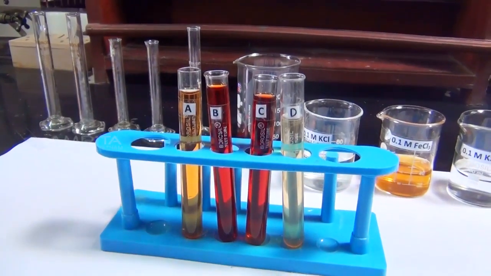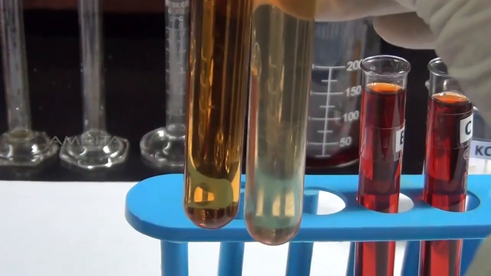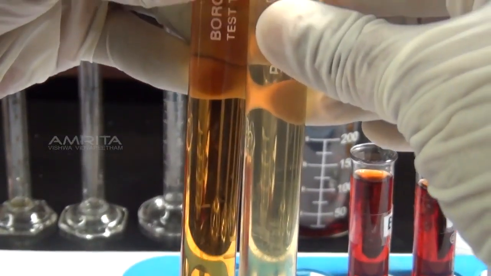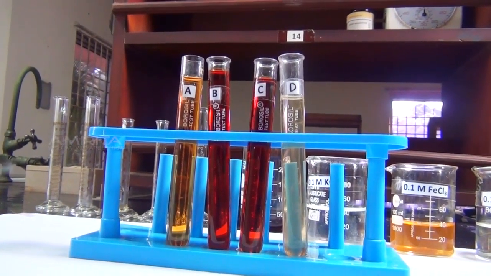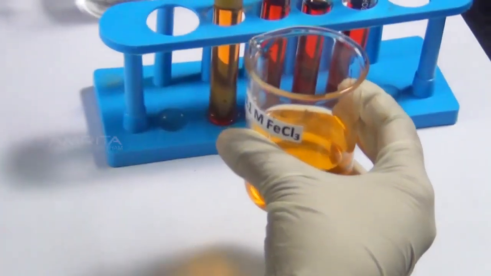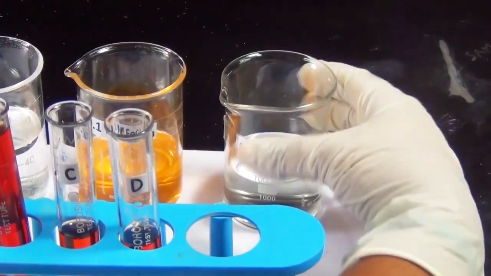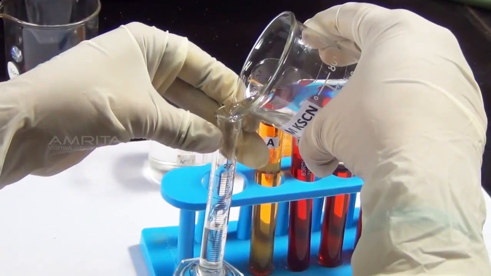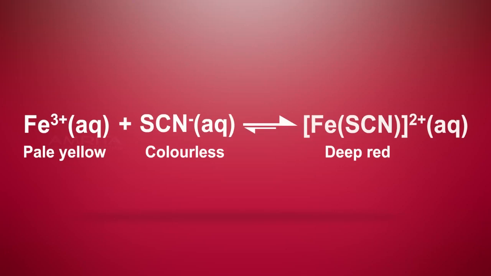From the observation, it is clear that the intensity of red color corresponds to the concentration of ferric thiocyanate complex, and if the concentration of this ion increases, the color intensity will also increase. Increase in concentration of either of the reactants, ferric ions or thiocyanate ions, results in the formation of more ferric thiocyanate complex and shifts the equilibrium in the forward direction.